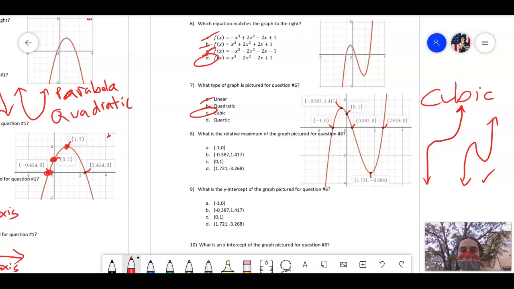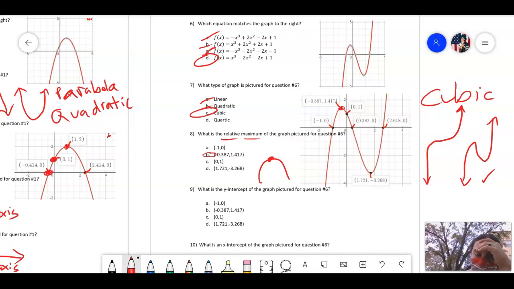So what is the relative max? Now, when we say relative max, we're talking about the top of a hill, relative meaning somewhere on it. Okay, there's not only one max because there's actually points higher than it, but relatively, in what area do you see at the top of a hill? And I see one right up here at negative 0.387, comma 1.417.